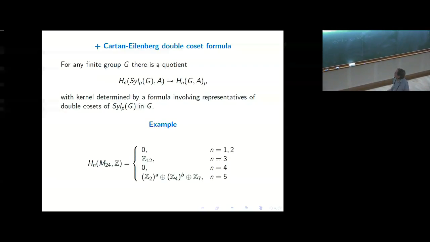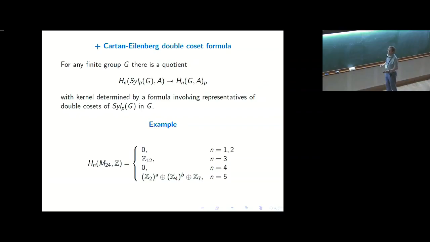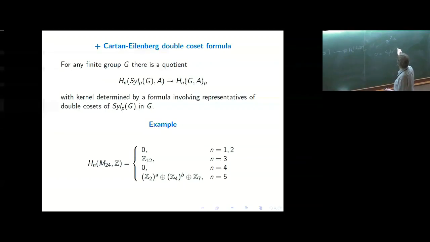So that's discrete vector fields. So the double coset formula, what you actually do is you take, for each double coset representative g, the subgroup of P in G. P is the Sylow p-subgroup of G.